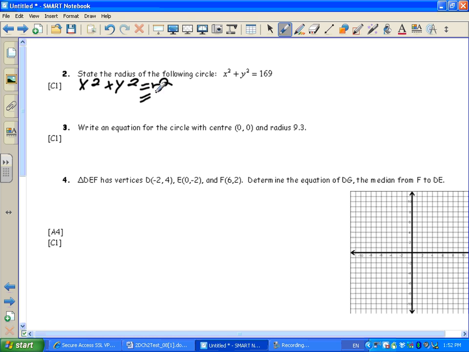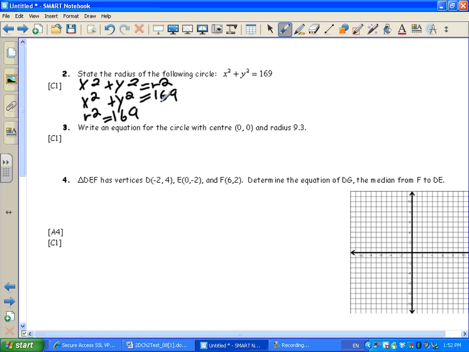So put a new equation. R squared equals 169. Okay, now make a second equation. R squared equals 169.